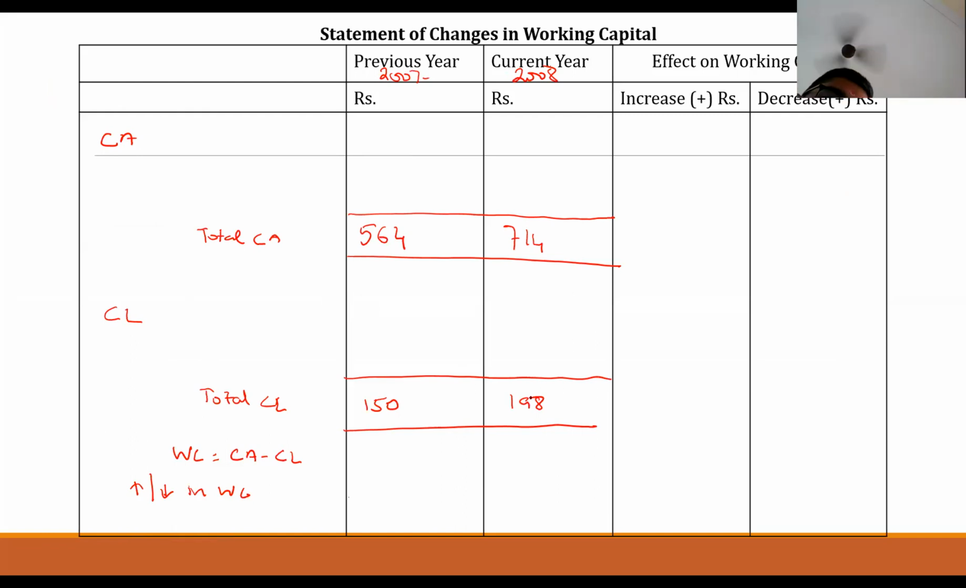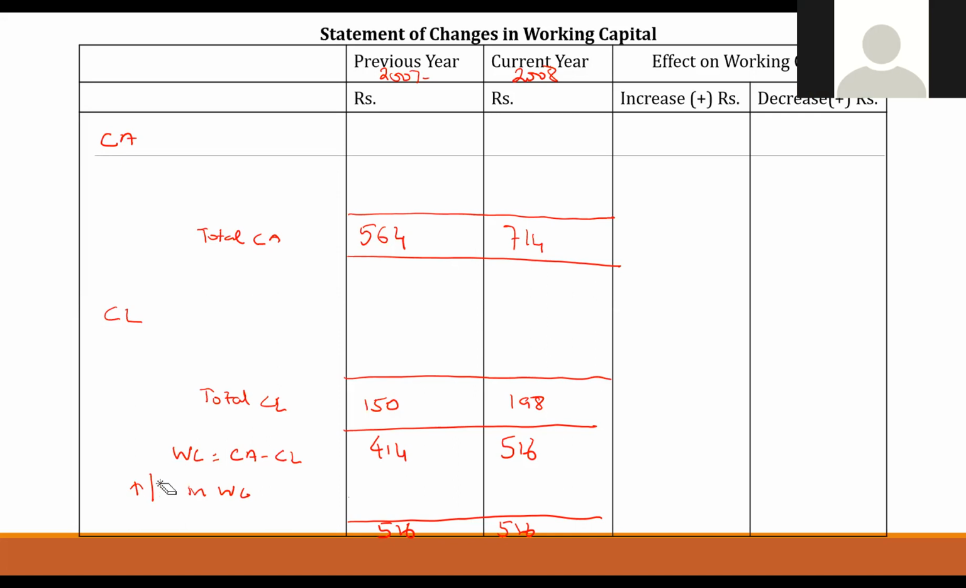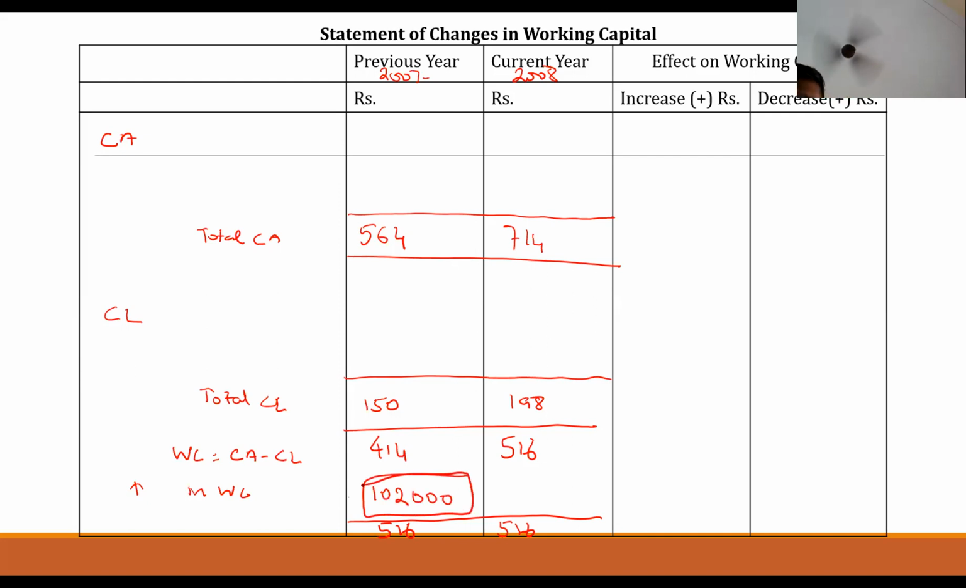Then working capital equals current assets minus current liabilities. 2007, 4,14,000. 2008, 5,16,000. Just by seeing this working capital, you can see that it has increased. So you can write the total amount over here, 5,16. Increase or decrease? Increase in working capital. Amount? 1,02,000. We are adding 3 zeros over here. So this is all about the statement of changes in working capital.